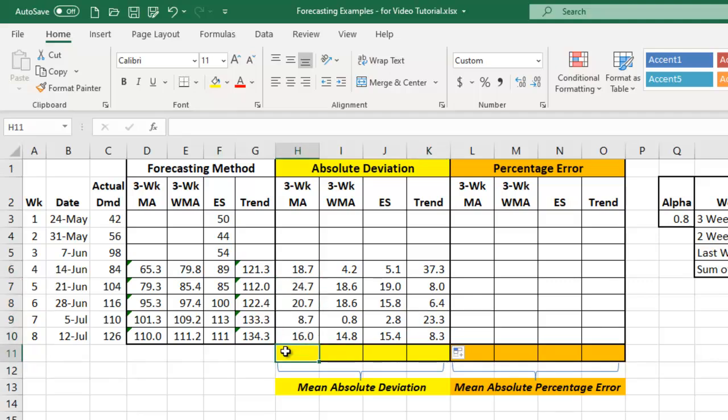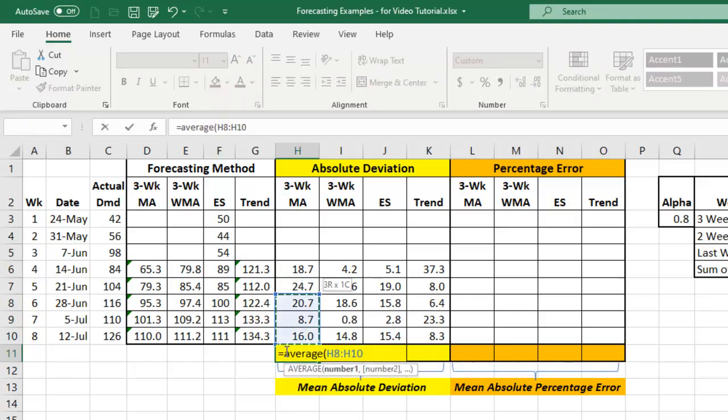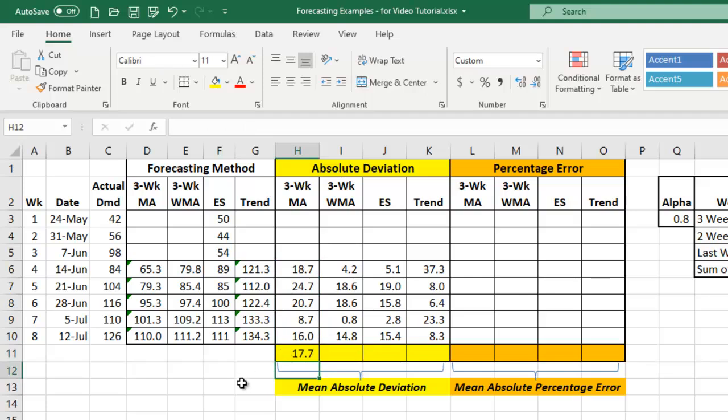In order to get the mean absolute deviation, we want to get the average of these differences, and so we simply use the average formula. And there we have it, 17.7. So what this says is during this 5-week period, the 3-week moving average forecast deviates on average 17.7 from the actual demand.